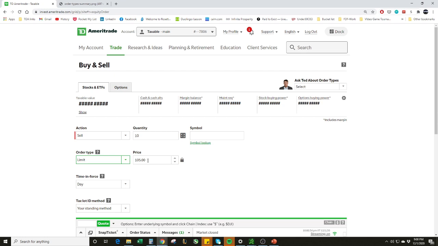Now typically we've already bought them, so we're willing to wait as long as it takes for this 105 to be hit. So I would change this also to probably a good till cancel plus extended hours. So anytime extended hours or normal session over the next 90 days, if this stock hits 105, it's going to sell me out for my profit of $15 a share. That's how we use sell limits.